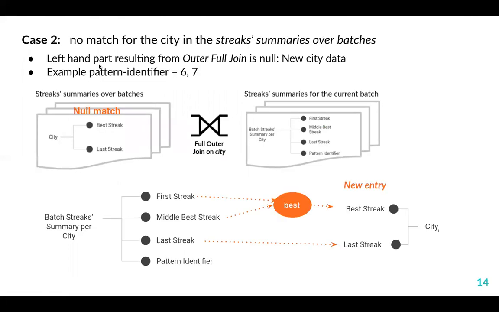The second case, no match for the city in the track summaries over batches. This means we have new city data. So the left-hand part here is null. In that case, we use the batch track summary per city to calculate the new entry for that city. The first track and the middle best track, we select the best of them and we assign it to the best track, and the last track is assigned to the last track.